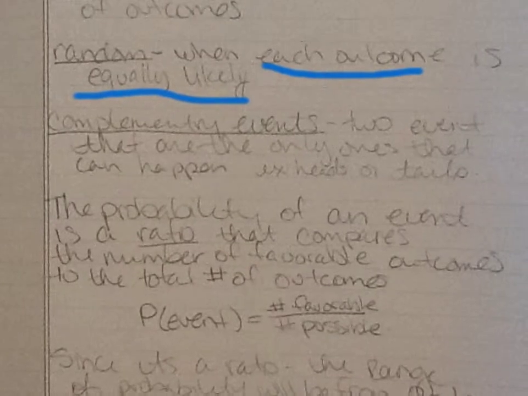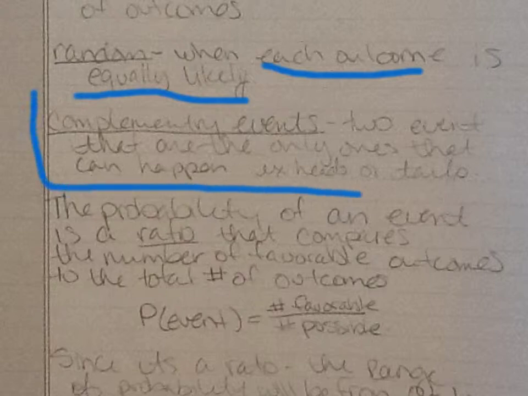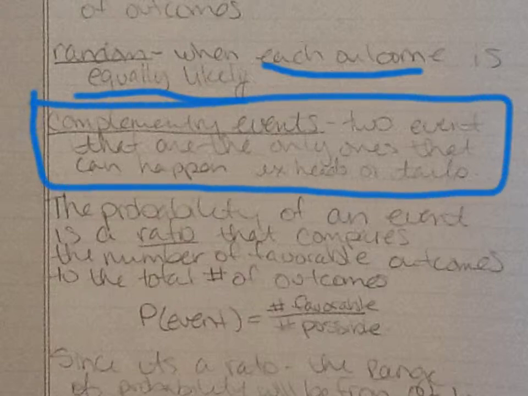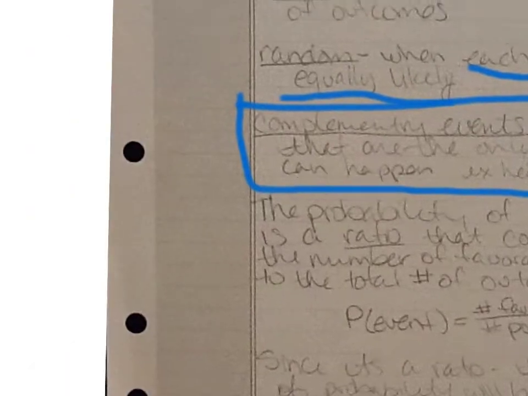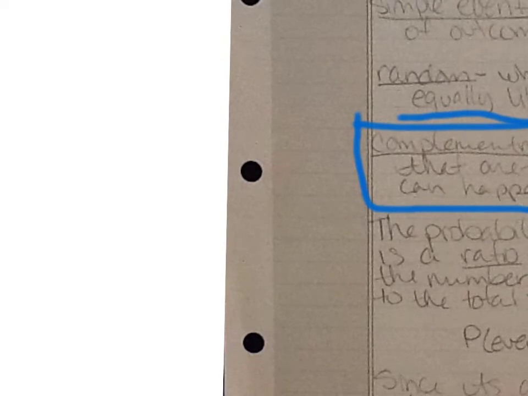Complementary events. Complementary events are interesting. Basically, all that is saying is that when you have an event, one thing can happen or another thing can happen. A very simple example is when we flip a coin, you can land on heads or you can land on tails.